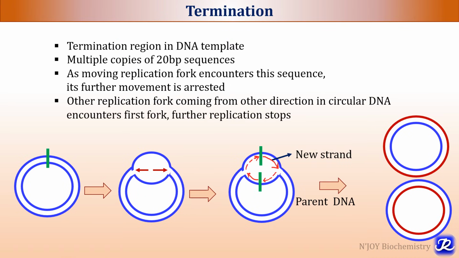The third and last stage of the process of replication of DNA is termination, and this termination region is present in the DNA template, which has multiple copies of 20 base pair sequences. As the moving replication fork encounters this sequence, its further movement is arrested, and the other replication fork coming from the other direction in circular DNA encounters the first fork and further replication stops, and that's how DNA replication occurs.